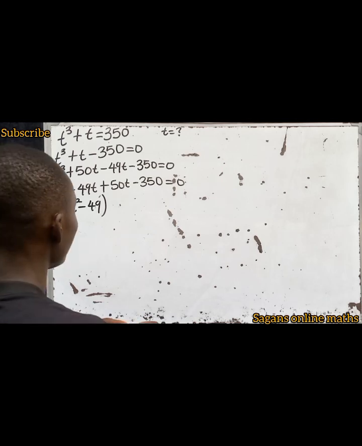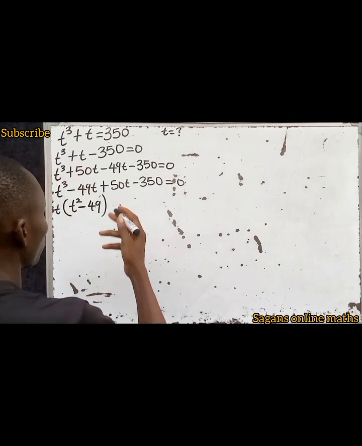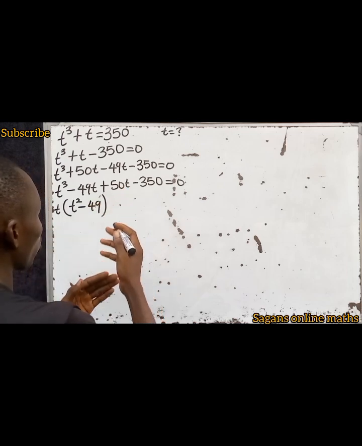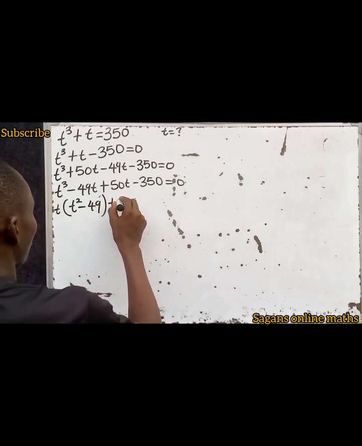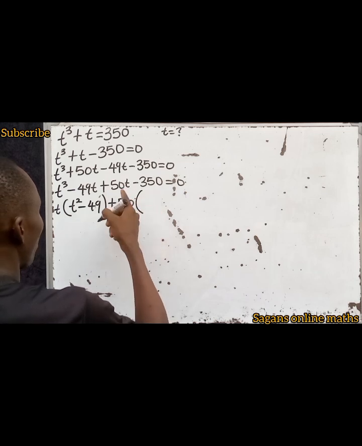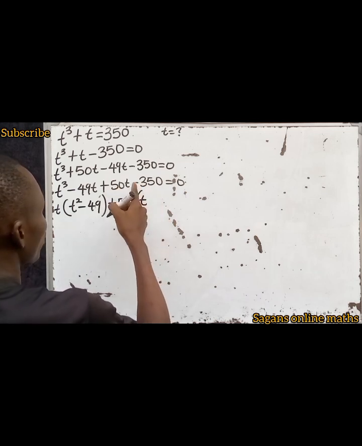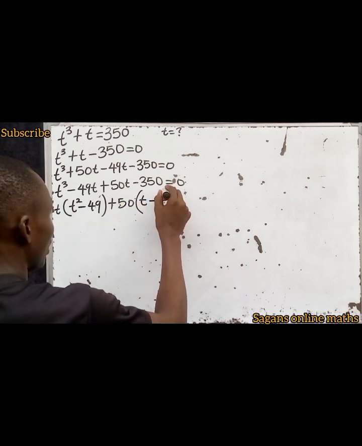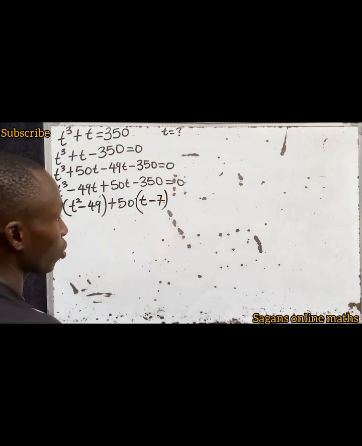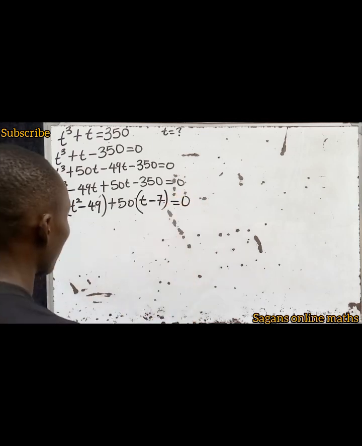Since we all know that 50 is a factor of 350, we know that 50 is common, because 50 can go into t with that remainder, and 50 can also go into 350 with that remainder. So we can say that plus 50 is common. 50t divided by 50 gives us t, then minus 350 divided by 50 gives us minus 7. It means that 7 is also a factor. All this equals 0. Wow, this is amazing.